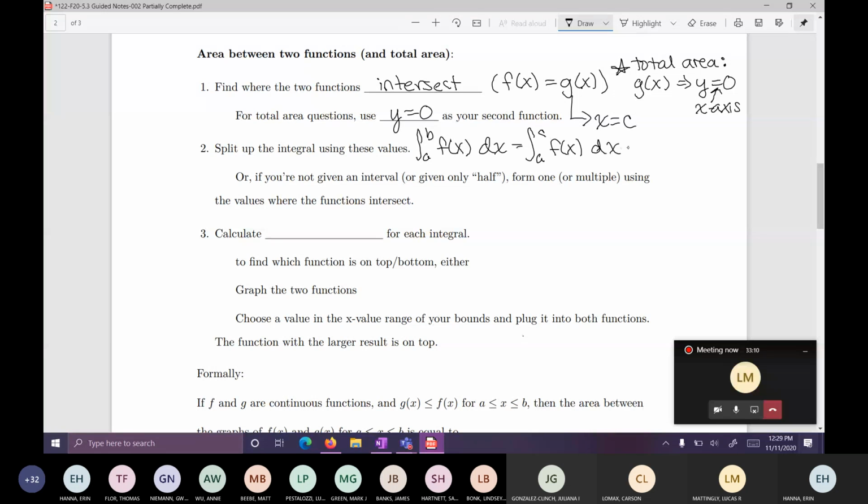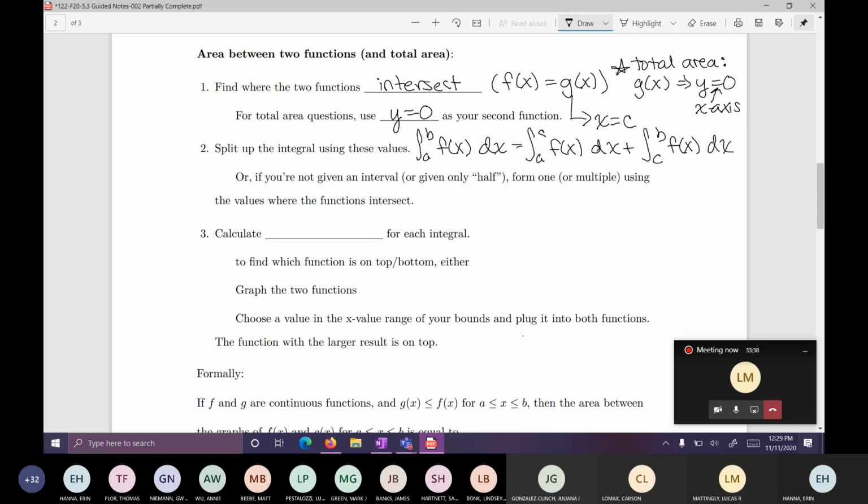at that value. The reason we have to do that is because sometimes the functions will switch which one is on top of the other. So in the picture I was just saying g of x was above f of x in that entire interval, but if I went past that interval at all, it would have switched. So that's why we sometimes have to split it up, because we have to keep track of which one's on top of the other, and sometimes they flip-flop.